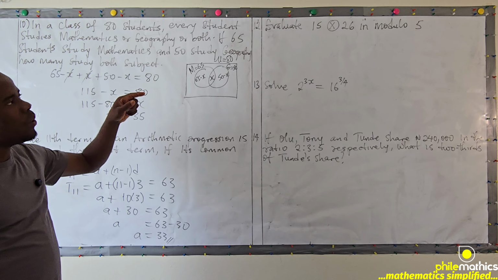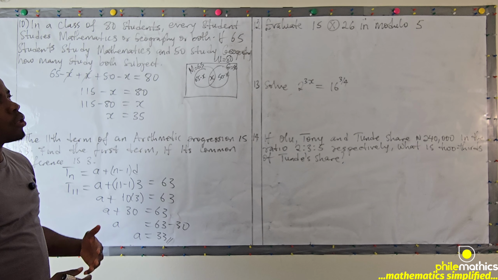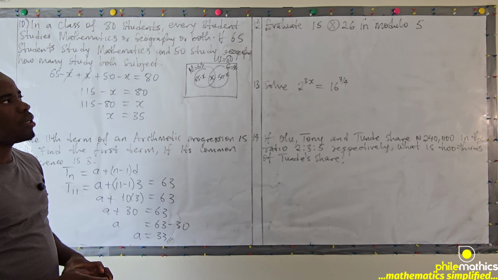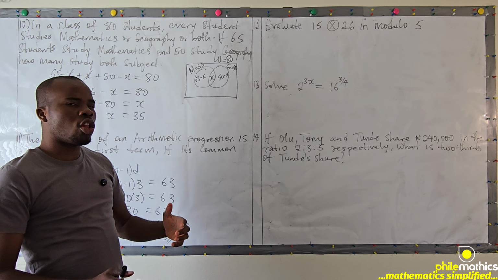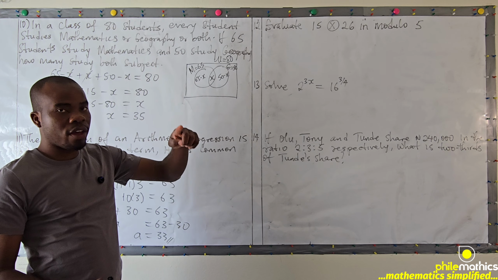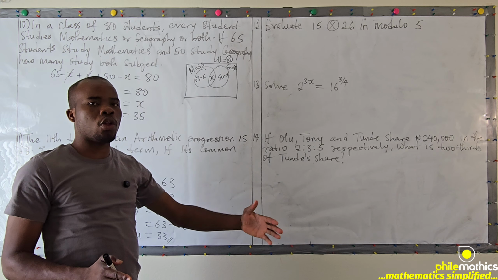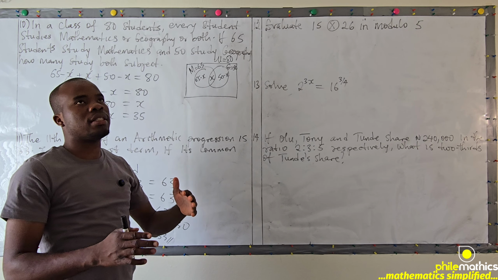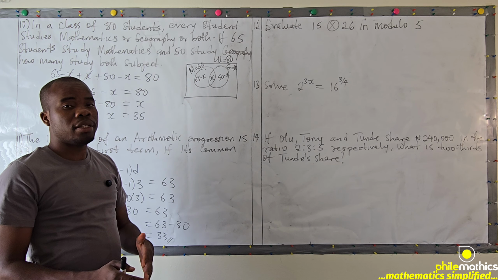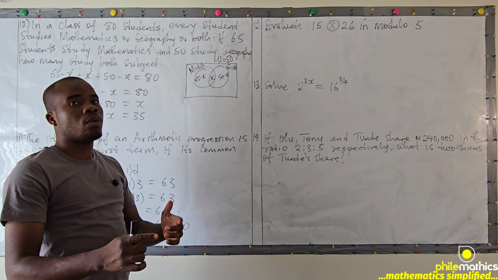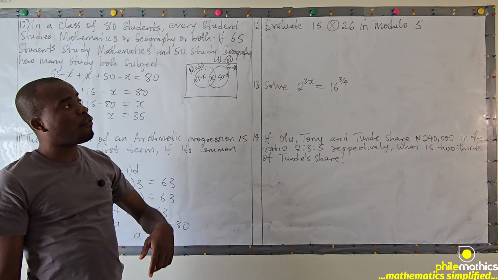Question 12 says evaluate 15 times 26 in modulo 5. You know, in modulus, what we look at is how numbers are related. Just like a clock, when it hits 12, it begins again from 1. Some people use a 24-hour clock. So 13 o'clock is similar to 1 p.m., or it depends for those using a 24-hour clock.